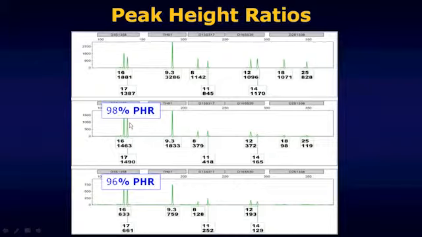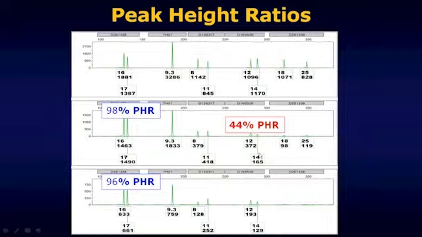But now let's take a look at some peak heights where there may be some imbalance. So I'd like to draw your attention over to this locus at the D16 part of the electropherogram. Here you see there's a 12 with a height of 372, a 14 with a height of 165. 165 divided by 372 is 44%. Right? Those peaks aren't looking like they're the same height. There's an imbalance there. What could that mean?